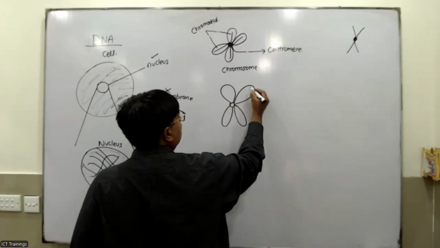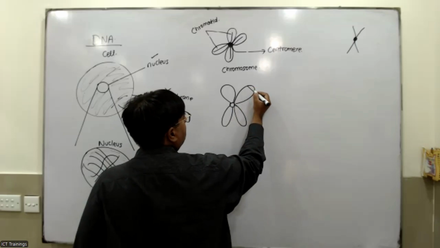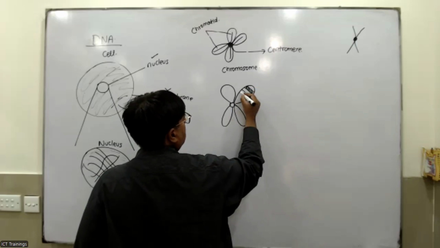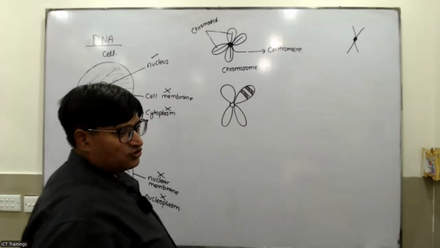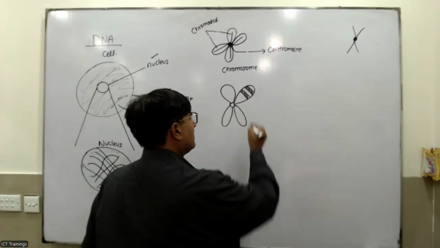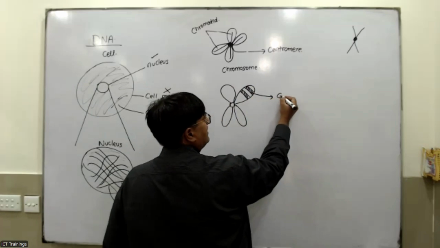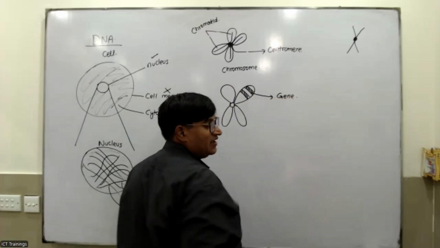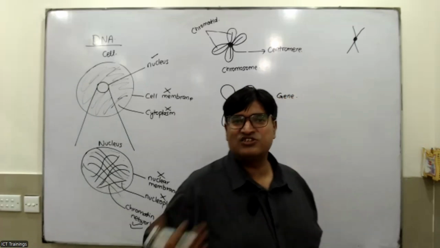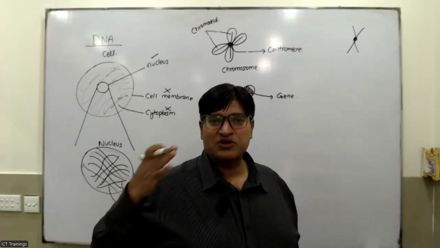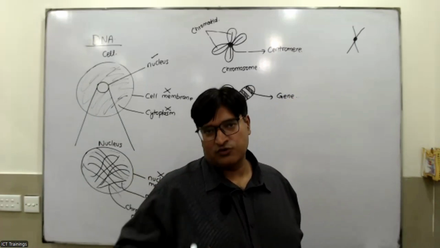Okay, so this chromosome is made up of small fragments. These are the small fragments which are present on the chromatid or the chromosome. One of these fragments is called a gene. Keep in mind what a gene is: a gene is going to control one characteristic of your body.